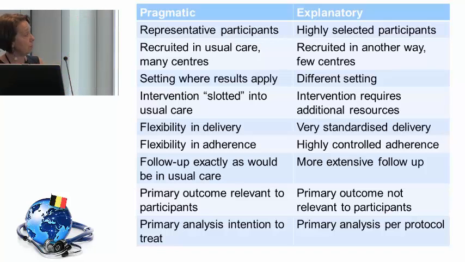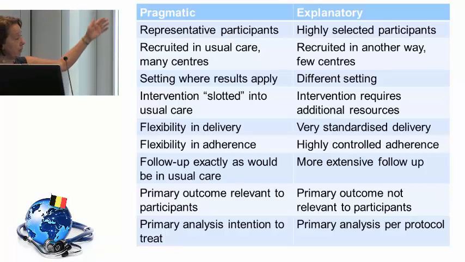So if we take the top one, for example, in a very pragmatic trial, we want to have participants in our trial that are completely representative of the population to whom the intervention might eventually be rolled out if it's shown to be successful. Whereas in an explanatory trial, we want highly selected participants. And the reason we want highly selected participants is we want this trial to be in ideal conditions where everything works perfectly and all those participants take the intervention exactly as they are supposed to if it's a drug, or something like that. So that's one difference.